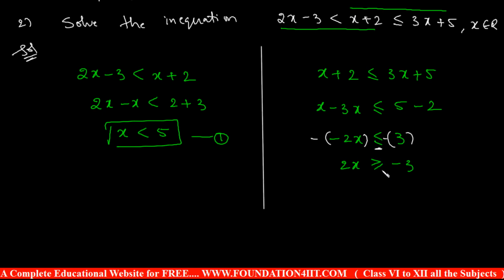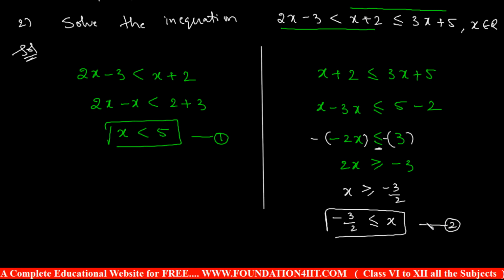Less than or equal becomes greater than or equal. That's the case. Now 2x is greater than or equal to minus 3. So x is greater than or equal to minus 3 by 2. If x is greater than or equal to minus 3 by 2, then minus 3 by 2 is less than or equal to x. This is equation 2.